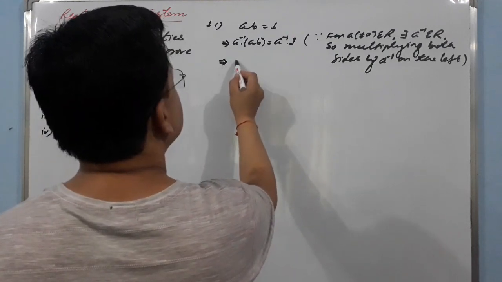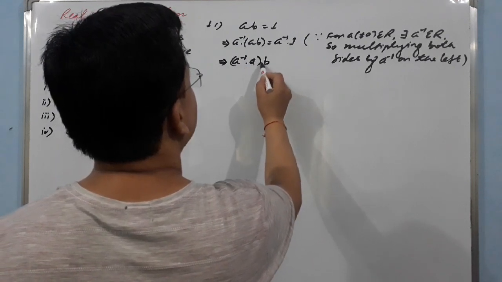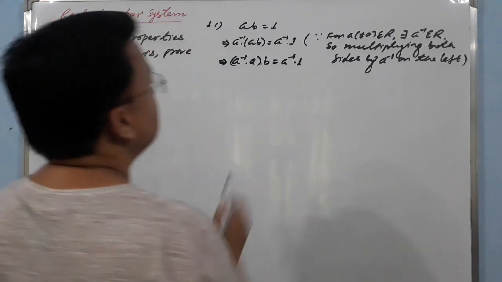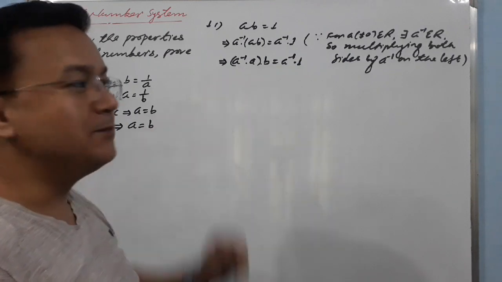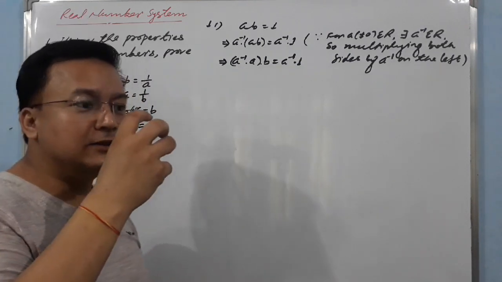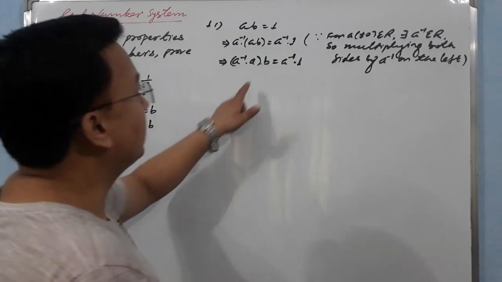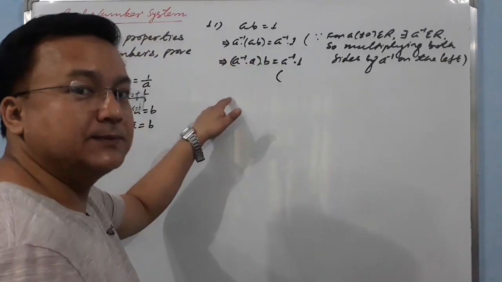Now the next step: (a inverse times a) times b is equal to a inverse times 1. Listen to me everybody, you need to tell the reason for the change in any step here. So how can I write down the reason for this step?